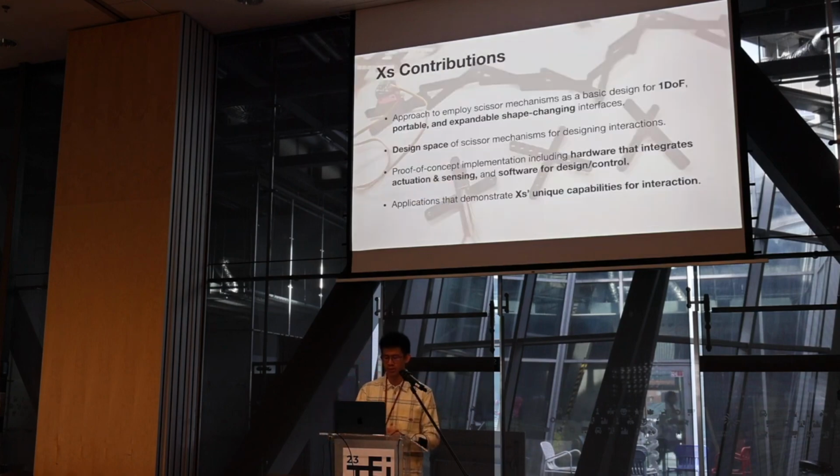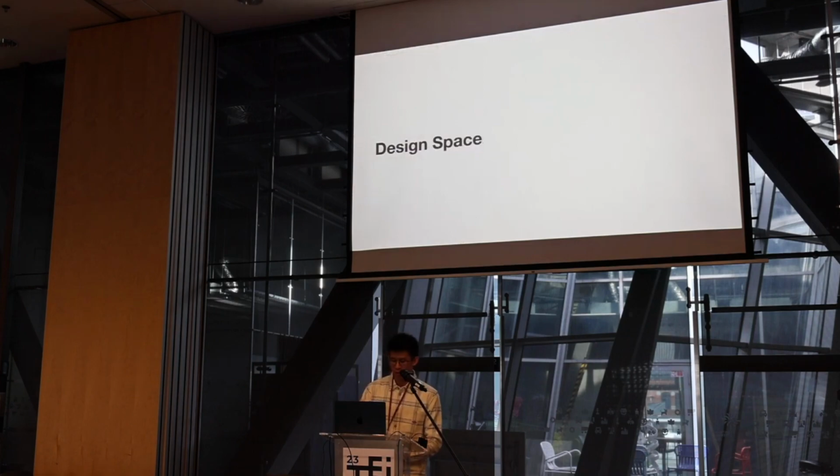Compared to prior work, we instead take these scissor mechanisms themselves as a basic design for building 1 degree of freedom, portable and customizable shape-changing interfaces. We define the design space of scissor mechanisms for designing interactions, and then we introduce a proof of concept implementation, including hardware that integrates sensing and actuation, and software for design and control. We also have applications that demonstrate the unique capabilities of X's for interaction. We begin by discussing the design space of X's and how they contribute to shape-changing mechanisms.